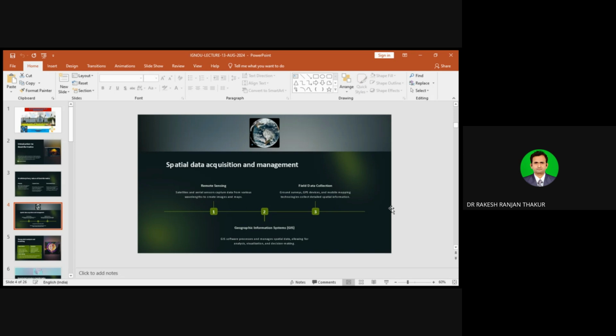Second, we can say, is the geographic information system, GIS. How is GIS useful? Suppose you have a satellite image and you don't have any software to use it, then it is useless. That's why we need some sort of software in order to visualize and analyze those data. That's why the role of GIS is very important.